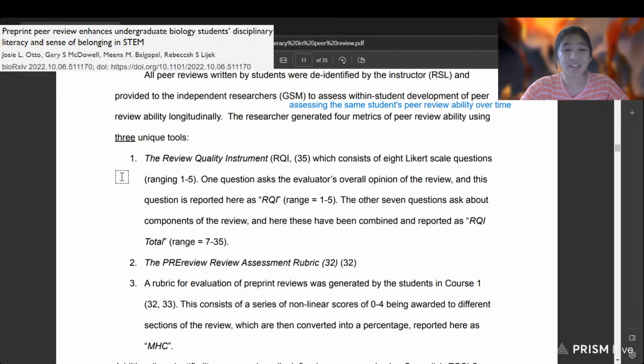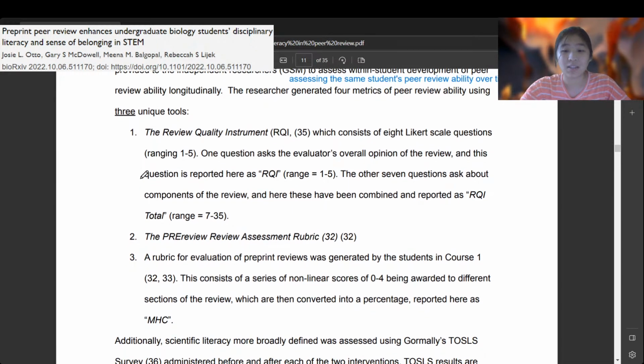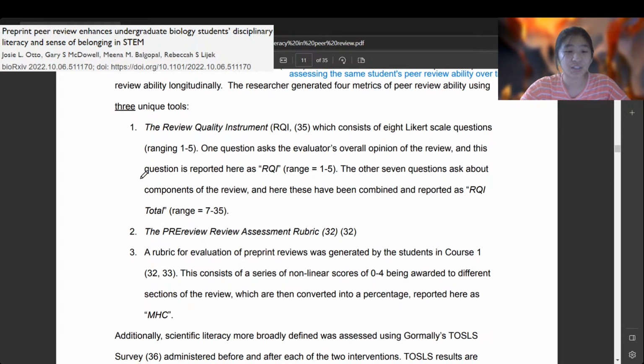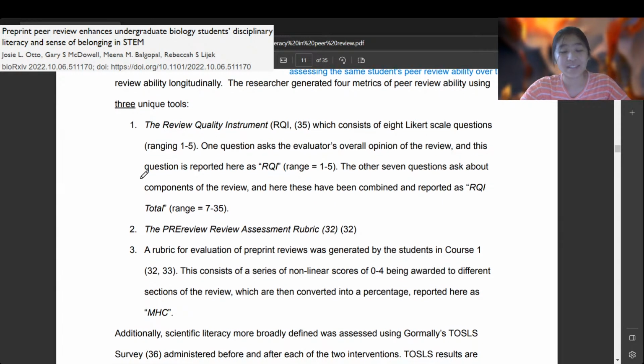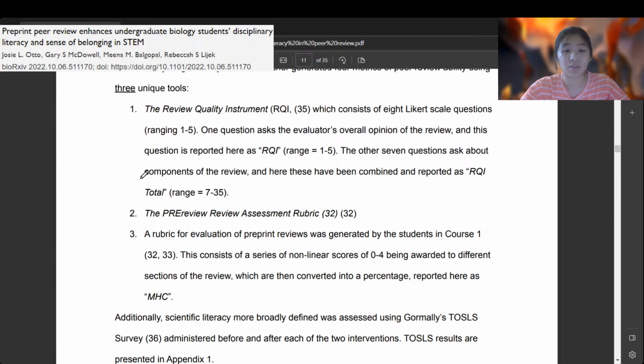The Review Quality Instrument, RQI. So they created a new measurement to help measure the quality of peer review, specifically for this experiment. So RQI consists of 8 Likert scale questions ranging 1 to 5. One question asks the evaluator's overall opinion of the review, and this question is reported here as RQI. The other 7 questions ask about the components of the review, and here these have been combined and reported as RQI total.